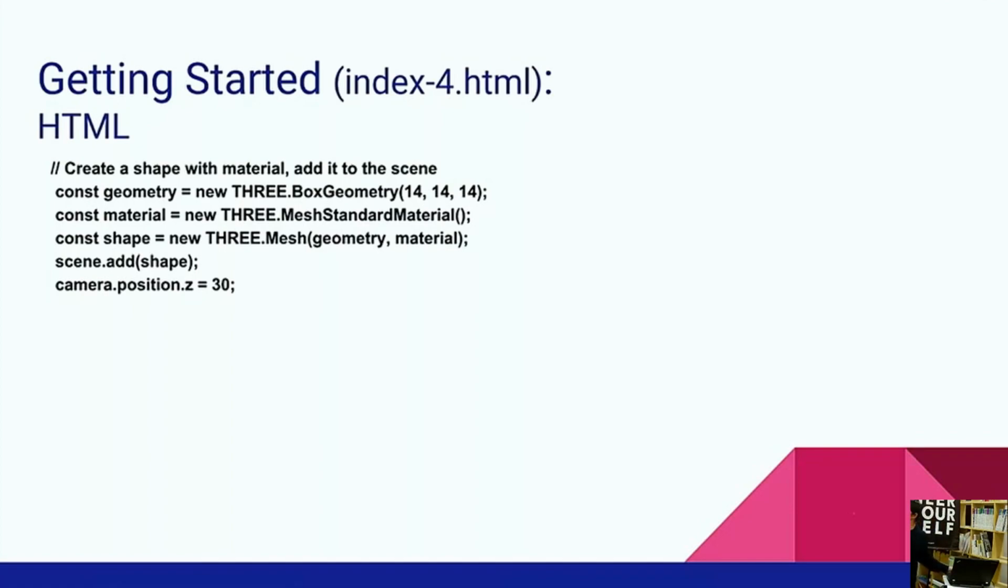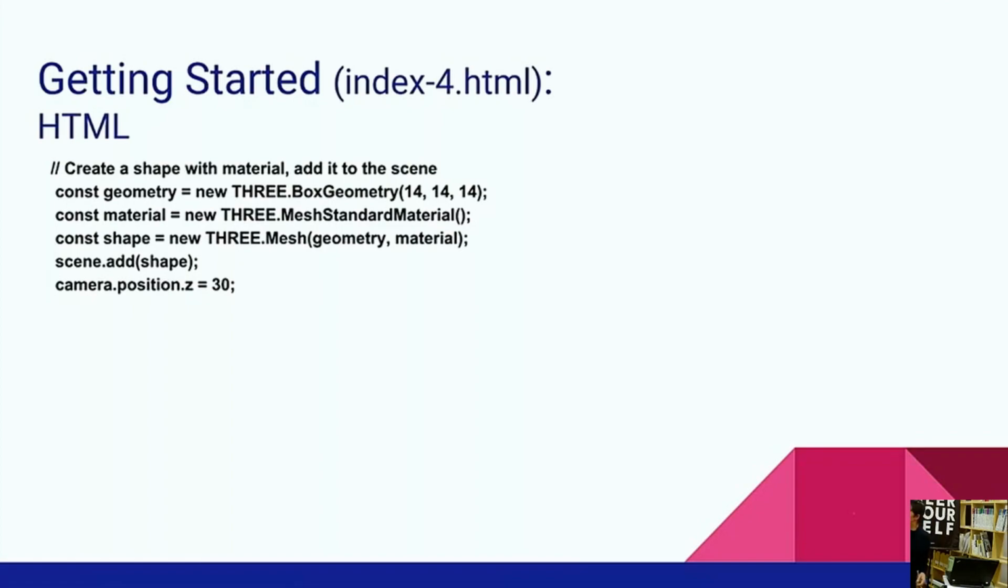And then next is the material. This is the mesh standard material, which is kind of the blend of the Lambert and Phong materials. So it has diffuse properties, like the Lambert, and that bright reflectivity of the Phong.